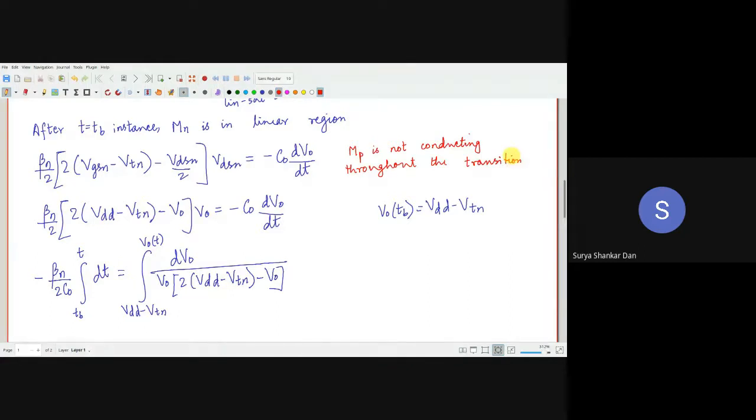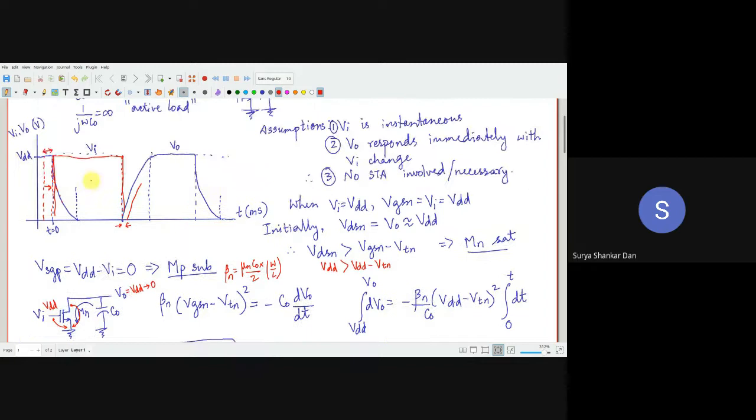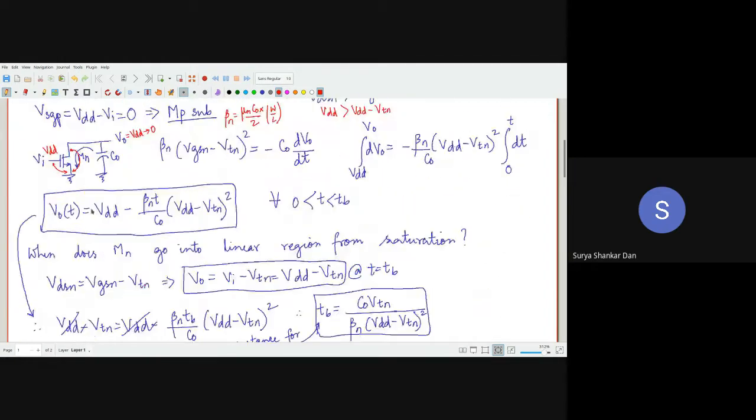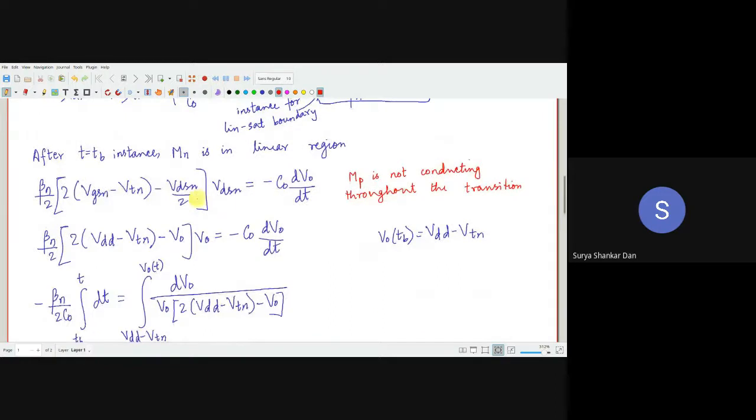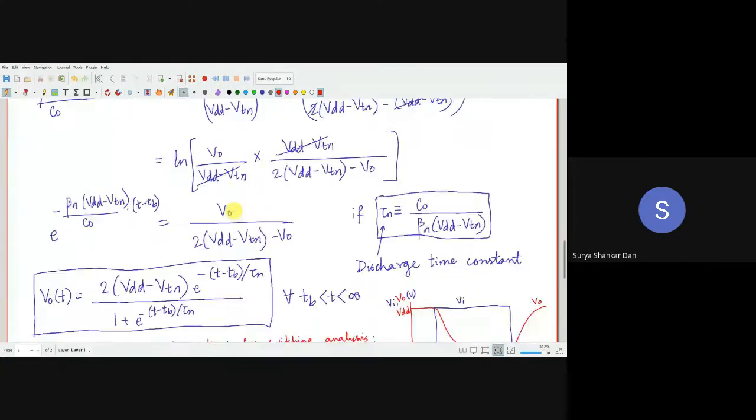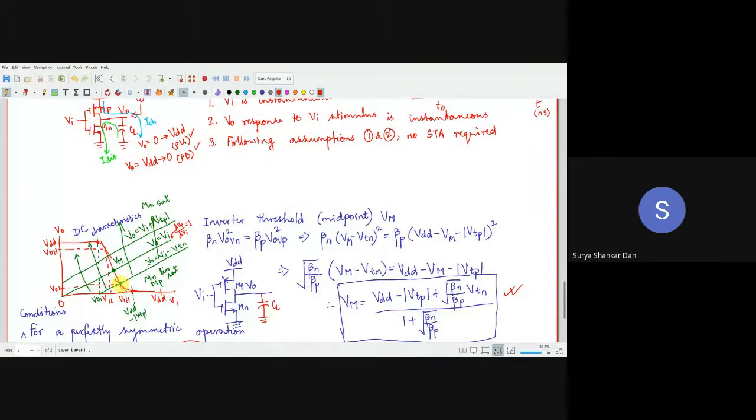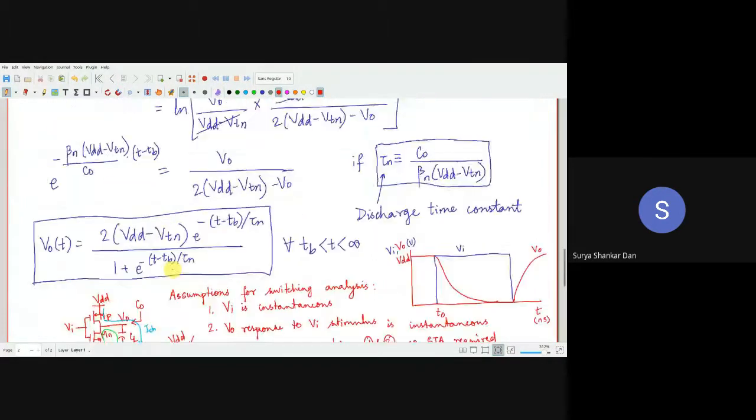Yes or no? You will notice that this minus CO dVO by dt is the total discharging current from the capacitor. That is the reason why the output is going from VDD to zero. In this entire transition, we have not included any IP over here. That means we have not included any P MOSFET current. Even though we know, as we have seen over here, that at the linear saturation boundary, MP is going to be in saturation, we have not taken care of that.